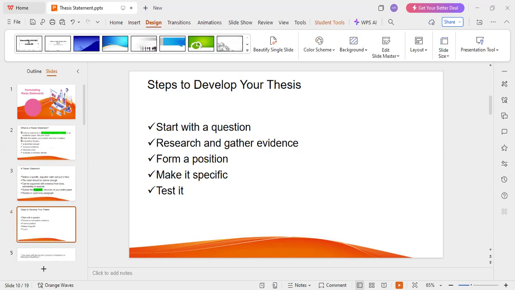Then you can test it. So it is not like scientifically testing it inside a laboratory. If we relate this to your area of study, right? So by testing, we refer to this idea. So you can ask yourself, can someone reasonably disagree? Or can someone reasonably agree? Right? And also, if someone cannot reasonably disagree, it might be a fact, right? It might be a fact rather than an argument.